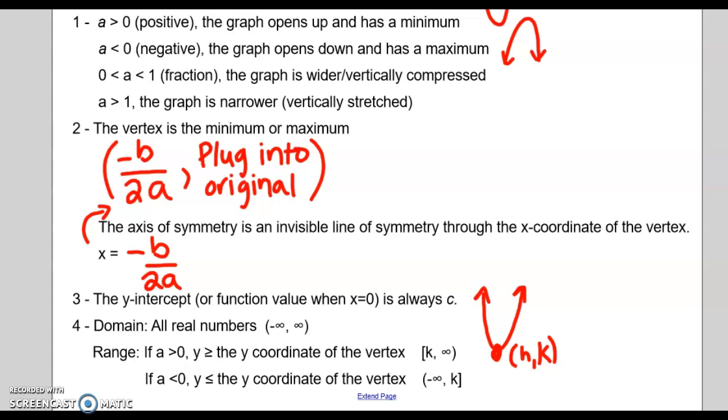And just the opposite, if it were to open down, that point, that vertex is a maximum, or is the highest point of that, so the negative infinity up into that k is the range. That is if it opens down.